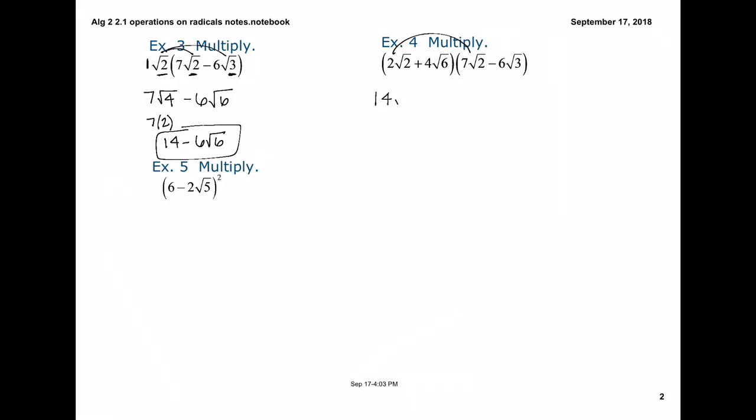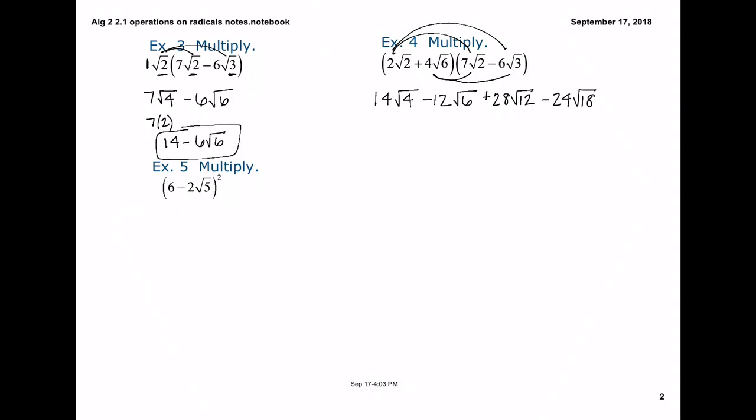When we distribute in example 4, 2 times 7 is 14. Root 2 times root 2 gives us a root 4. 2 times negative 6 gives us a negative 12. Root 2 times root 3 gives us a root 6. 4 root 6 times 7 root 2 gives us positive 28 roots of 12. And then 4 root 6 times negative 6 root 3 gives us negative 24 root 18.